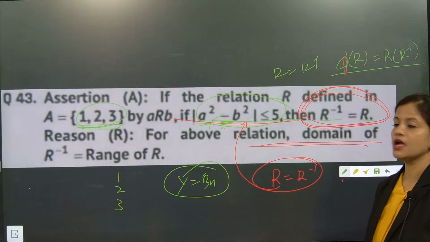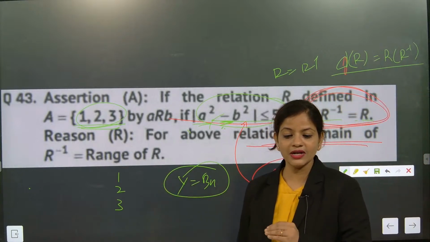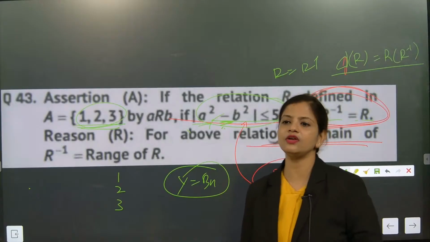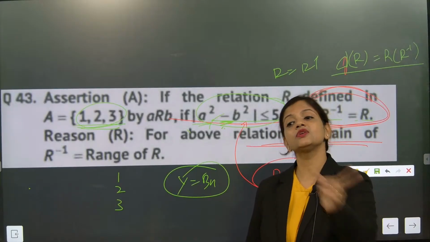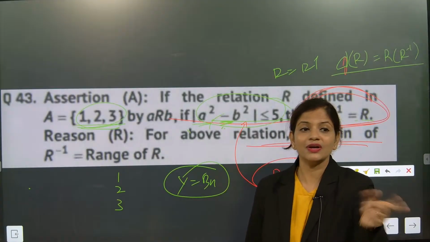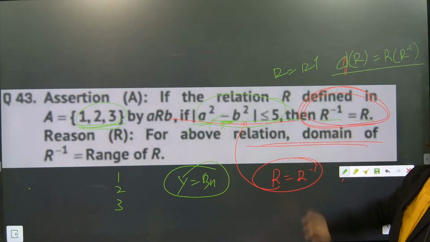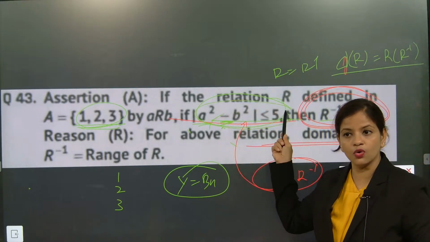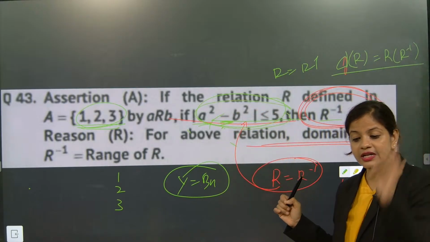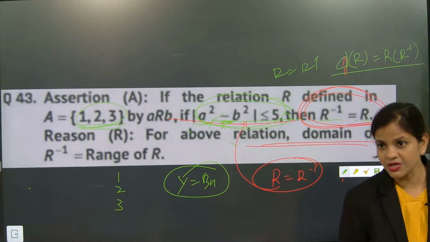But they are telling R is equal to R inverse, domain is equal to... they are giving a statement that when R is equal to R inverse, that means domain of R is equal to range of R inverse. But they're not explaining why R is equal to R inverse here. Did they explain why in this question? No. They just gave a point about R is equal to R inverse. So it will be B.